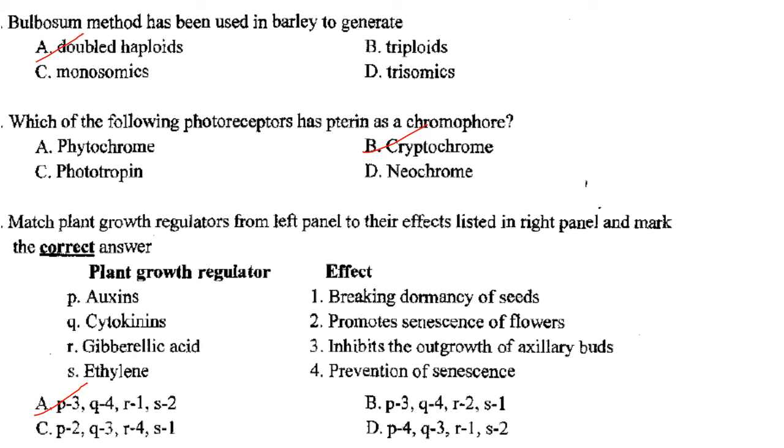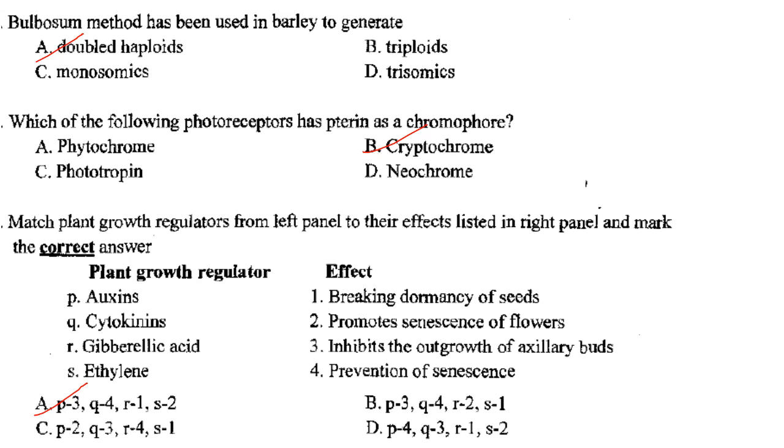So coming to the next question. Bulbosum method has been used in barley to generate double haploids. Answer is option A. Then which of the following photoreceptors has pterin as chromophore? So it is cryptochrome. Answer is option B.